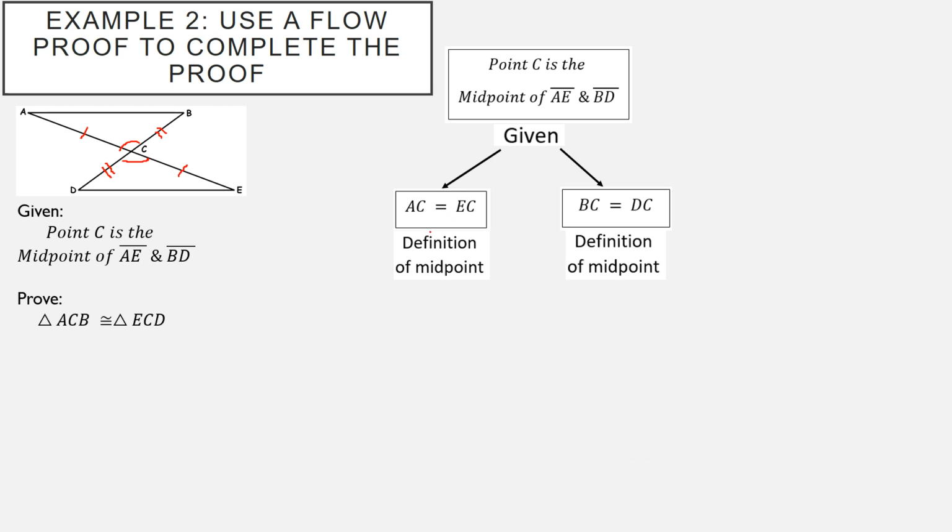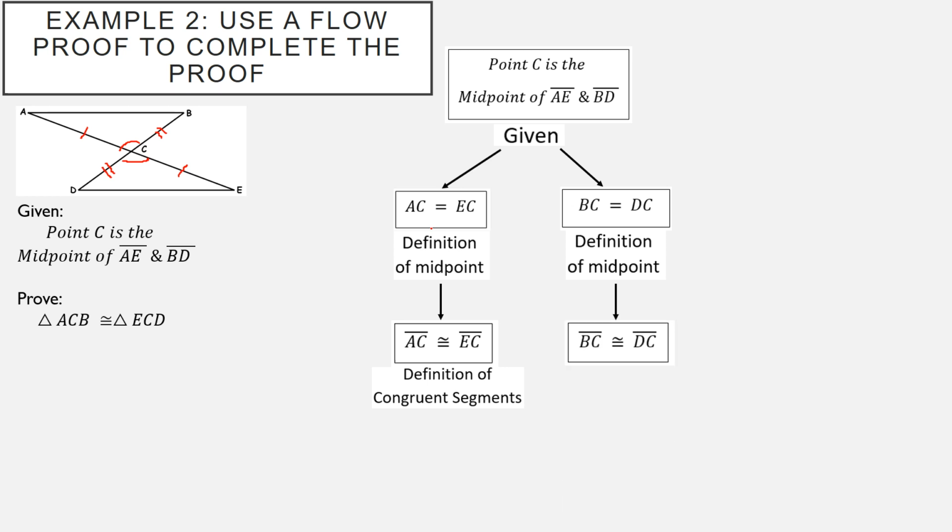Now, based on this, I now know that those segments are congruent. Now, how do I know that? That's the definition of congruent segments. We saw that in the last proof. I can make the same statement for BC equals DC. And then what else did I know? I figured out that these two angles were congruent because they're vertical angles.